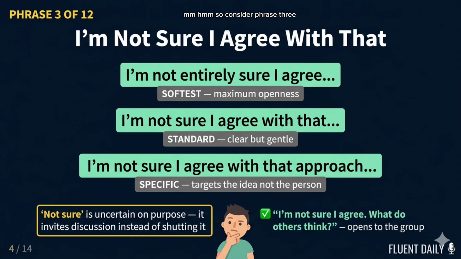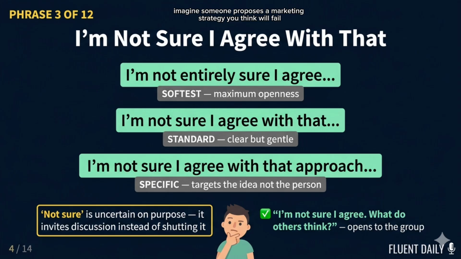So consider phrase 3. I'm not sure I agree with that. Or maybe, I'm not entirely sure I agree. So I am explicitly not saying you are wrong. Right. You are just stating that your position happens to be different, and you want to explore the gap between your two perspectives. Yeah. It's an invitation, really.